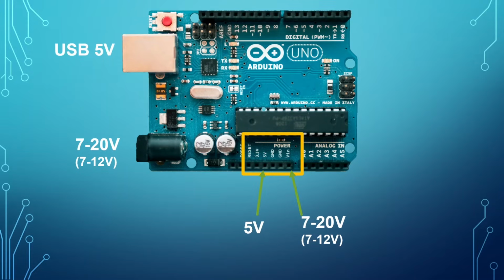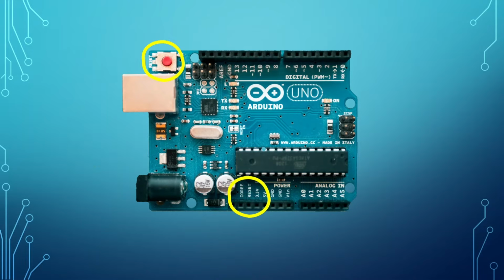One more method that I sometimes use is to wire 5 volts directly to the 5 volt pin. This method bypasses the board's voltage regulator, so you need to make sure that your supply is exactly 5 volts. You will also see a reset pin in the power section. If you connect this pin to ground, it will have the same effect as pushing the reset button.